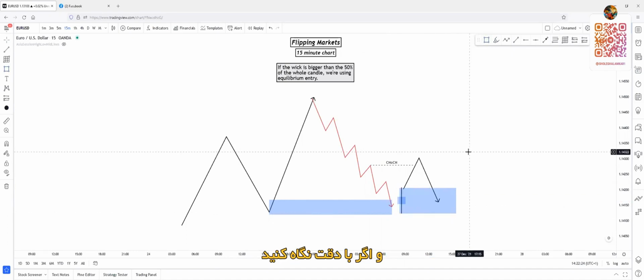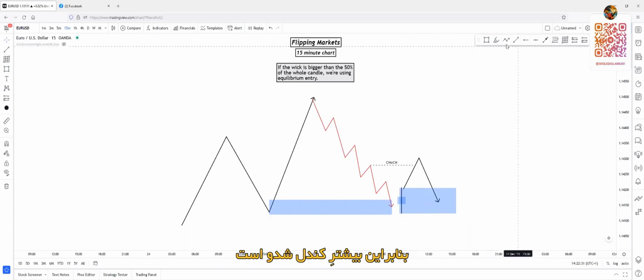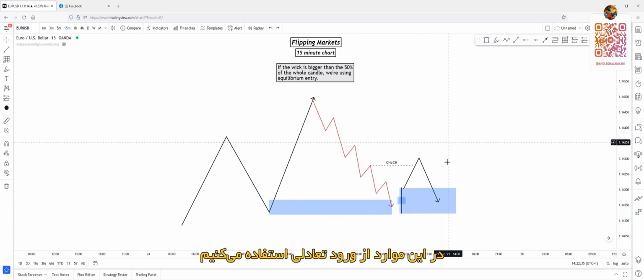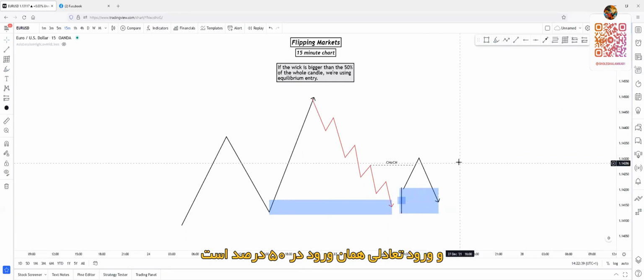And if you take a closer look, you will see that the wick of this candle is bigger than the 50% of the whole candle. So there is more wick than body. In these cases, we will use equilibrium entry. And equilibrium entry is the 50% entry.